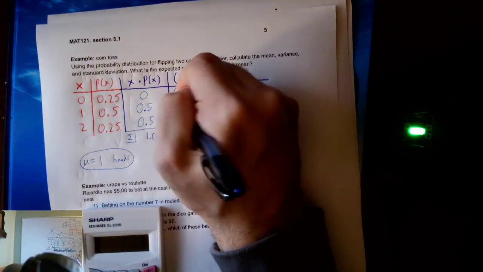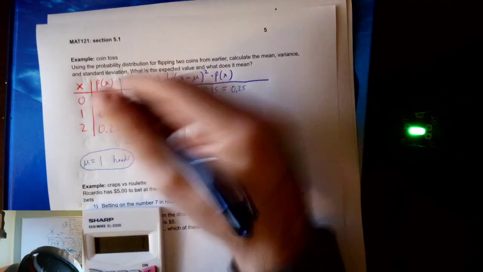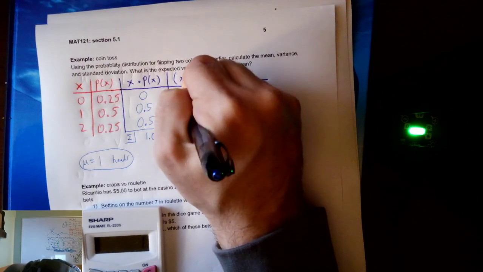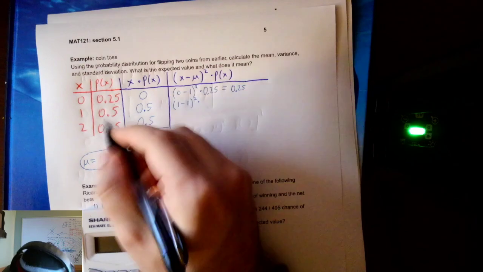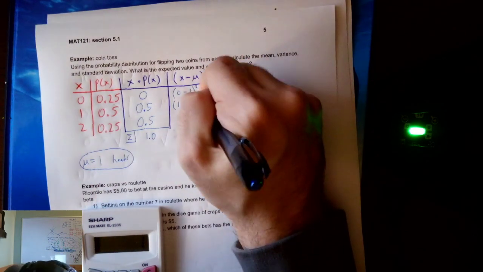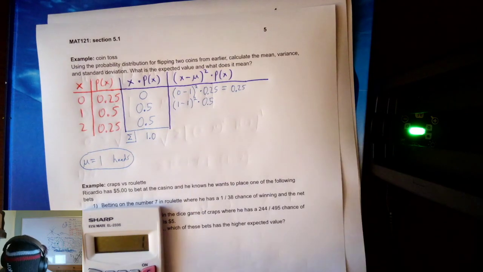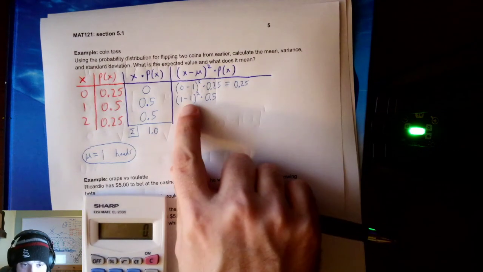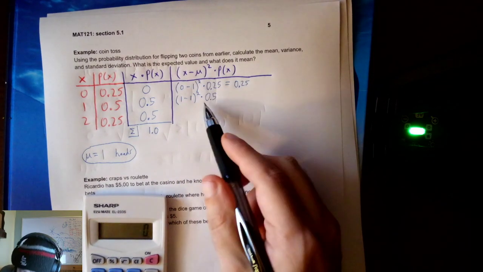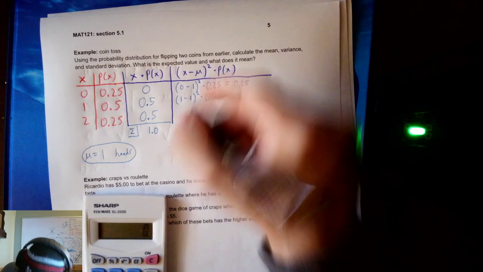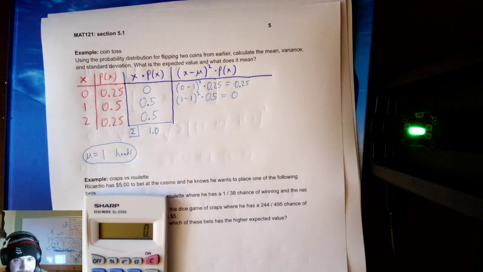In my second row, let's see, x is now 1. The average is still 1, and that'll be squared. Times p of x. P of x for this row is 0.5. So I'll do 1 minus 1 first. 1 minus 1 is 0, right? 0 squared is 0, right? 0 times 0 is 0. And 0 times 0.5 is 0. So I get a big fat 0 when I do that algebra.